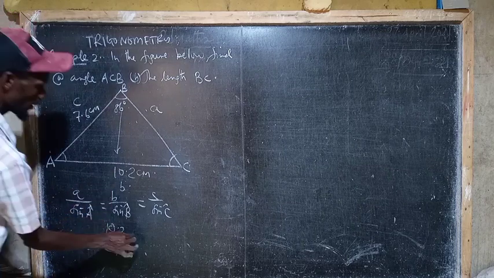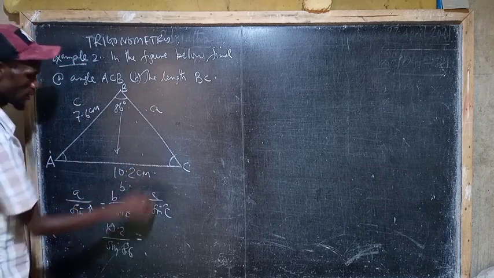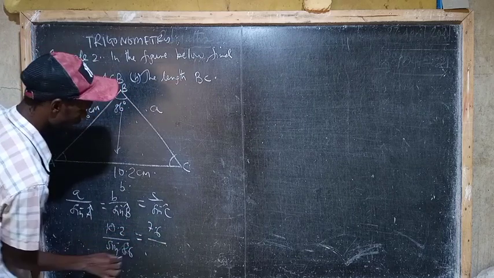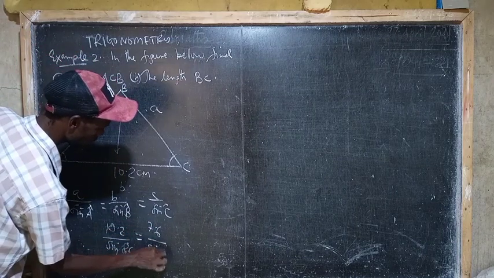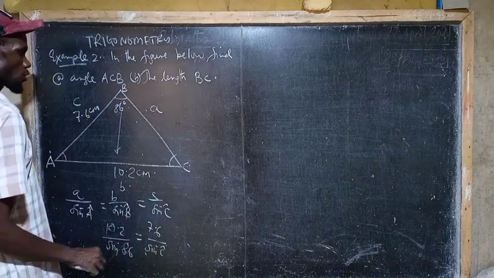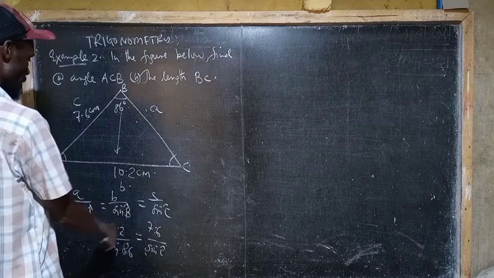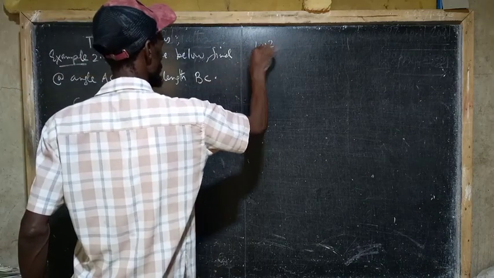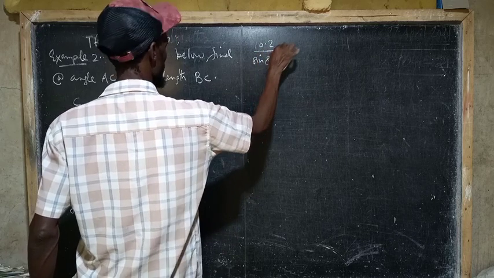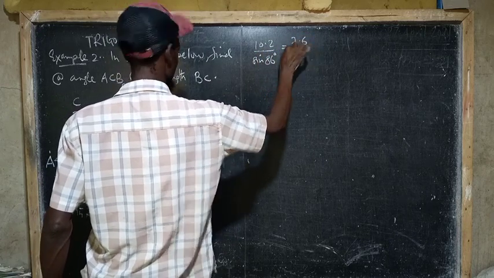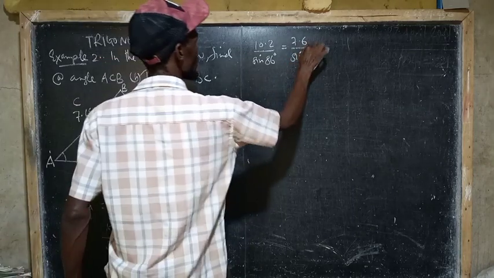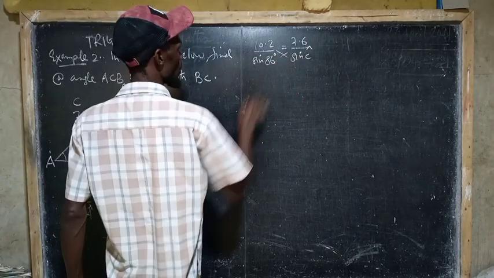Kwa hiyo hapa, then is equal now to C. This angle C is 7.6 over then sine of C. So this is what is missing. So you close multiplication. That's what we are looking for. If that is the case now, we have 10.2 over sine of 86 degree is equal now to 7.6 over sine of C. That is angle C. That is simple. So we close multiplication.